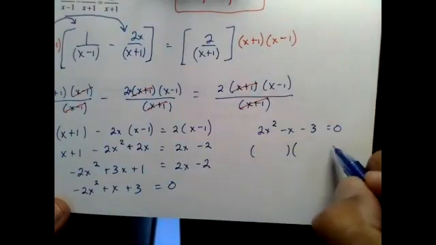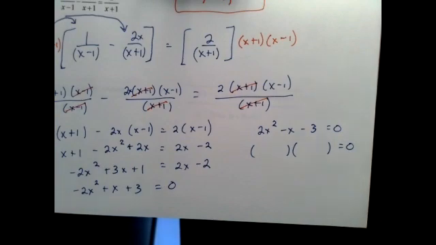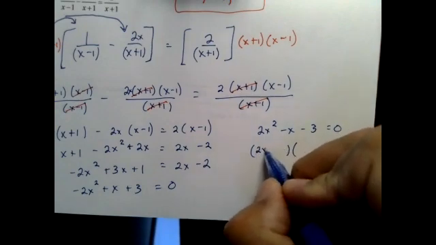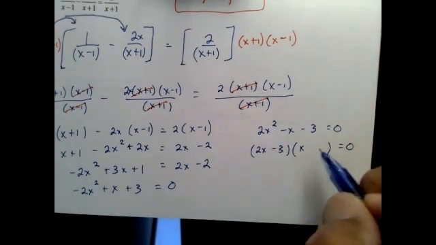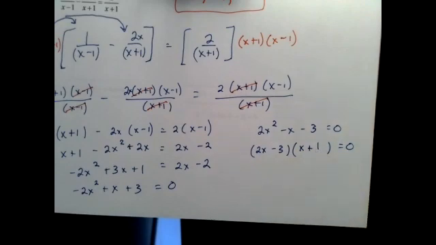Did somebody factor this already? Because I know while my machine was on the blink, somebody kept working. That has to be 2x and x. Minus 3 plus 1. Final answer? Anybody?